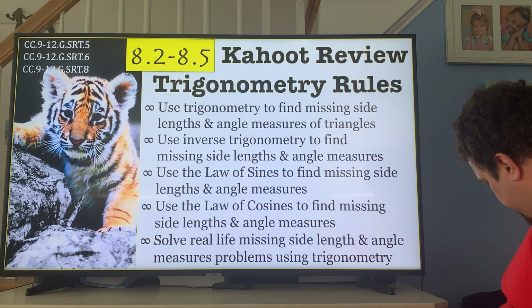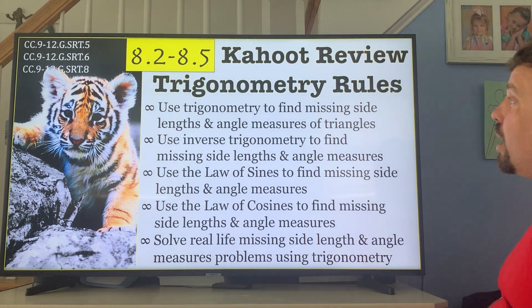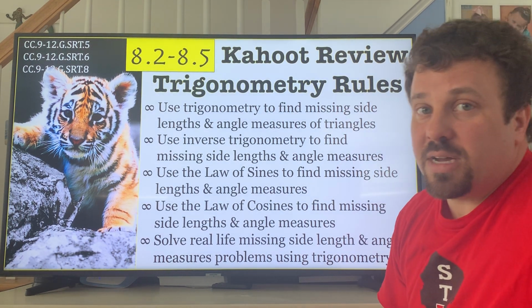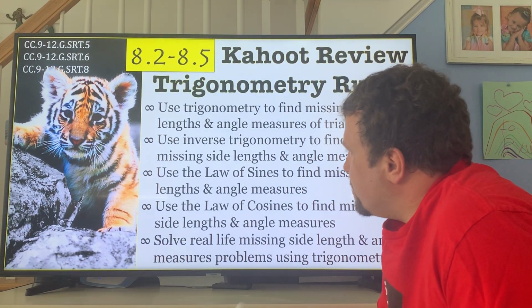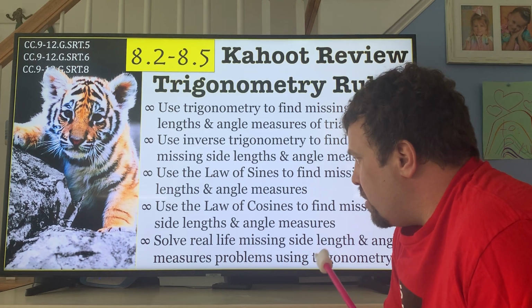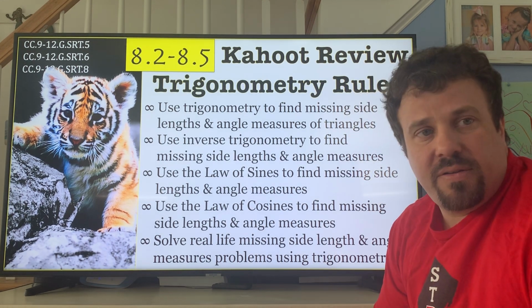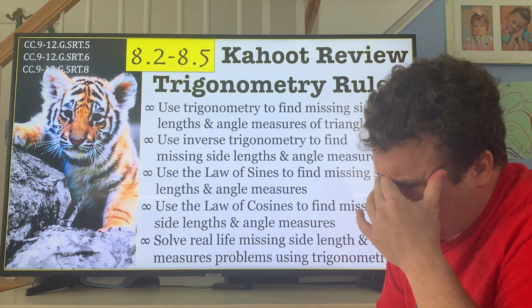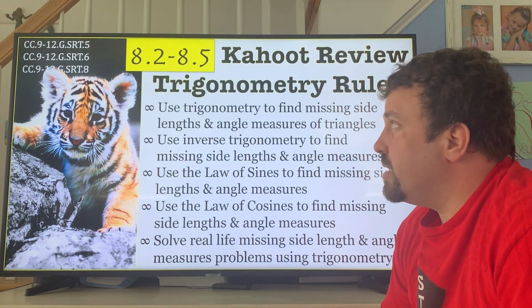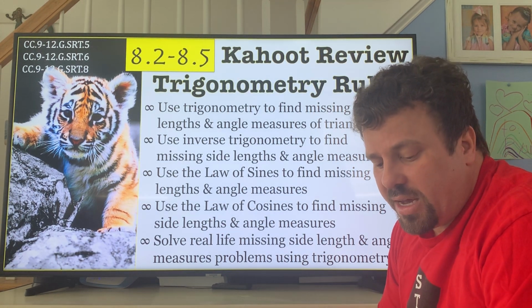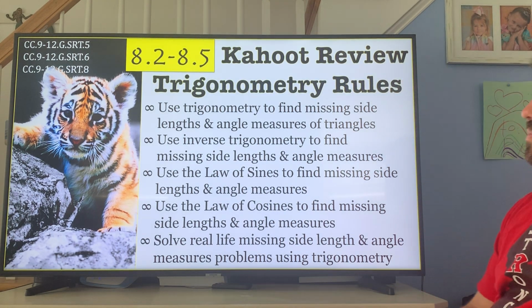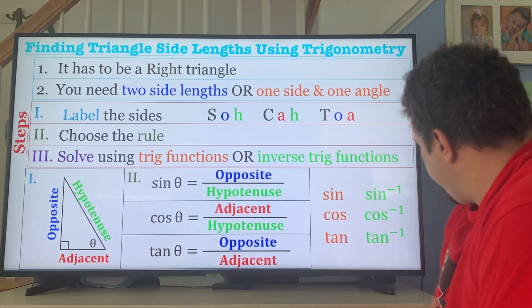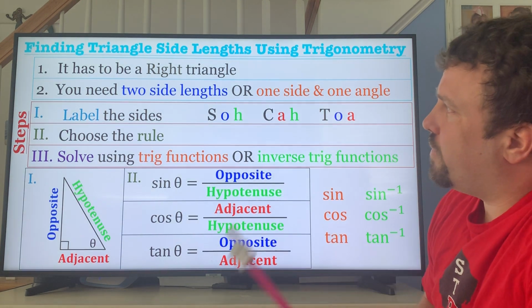The review is fairly self-explanatory. Use trigonometry to find missing side lengths and angles. Use inverse trigonometry, the law of sines, the law of cosines, and then solve real life problems. Now, you are going to have to use that calculator that I told you about before on Canvas. Make sure it is in degrees though, okay? So here we go. We're going to start with a quick little review.